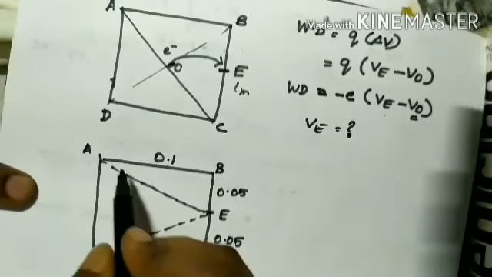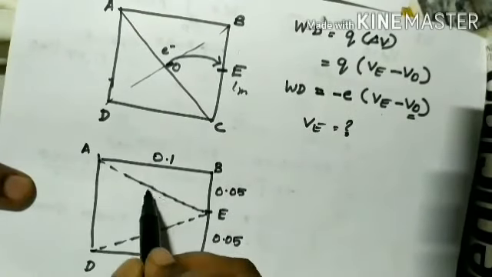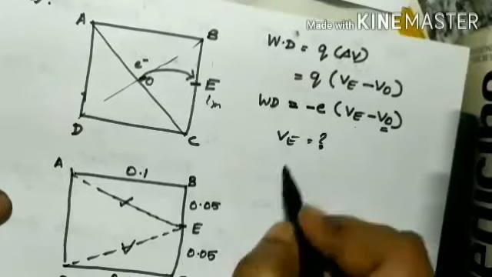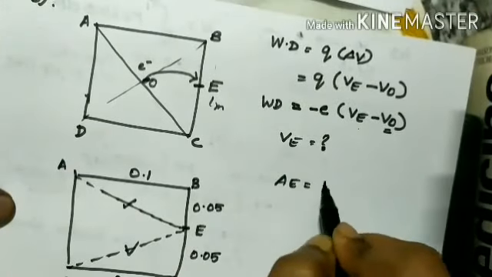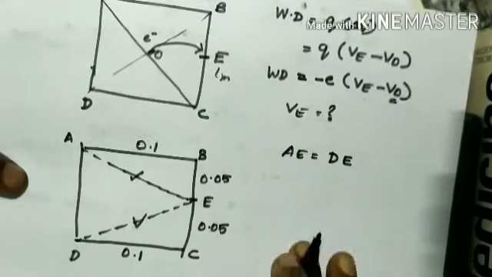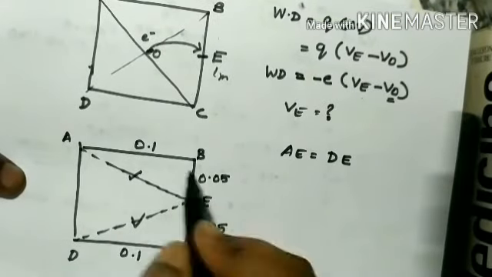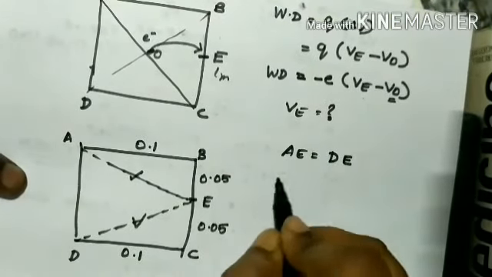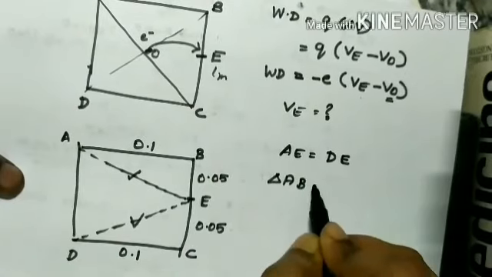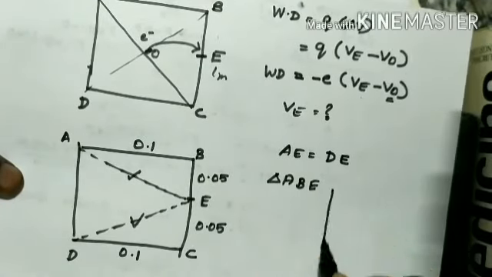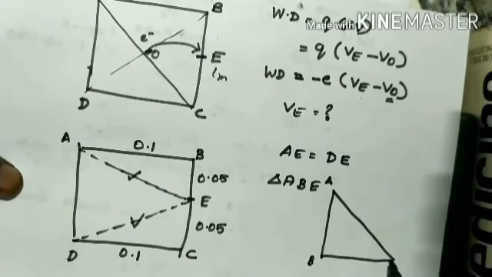It is very easy. Consider a triangle. You can understand that this side and this side are equal, right? AE is equal to DE. That is easier to understand. How can I find AE? Consider triangle A, B, E.